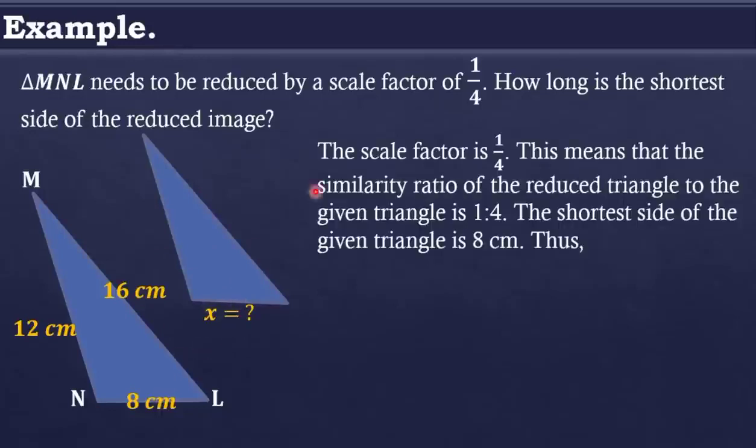Okay? So, the scale factor is 1/4. Yun po yung hinihingi sa atin. So, this means that the similarity ratio of the reduced triangle to the given triangle is 1:4. So, the shortest side of the given triangle is 8 centimeters. So, therefore, from the reduced triangle and the given triangle, we have 1/4.